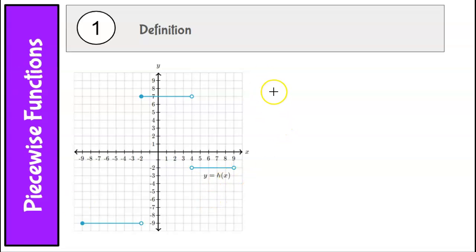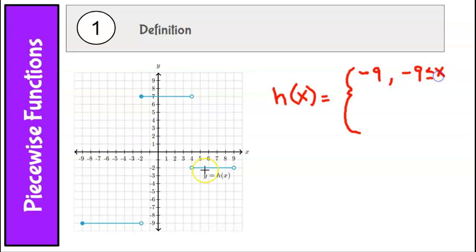So it says y is h of x. So h of x equals, and then for a piecewise function, a lot of times you see brackets like this. From -9 to -2, it's -9. And so that's when x is between -9, including -9, because that's a filled in circle, to -2, but not including -2.